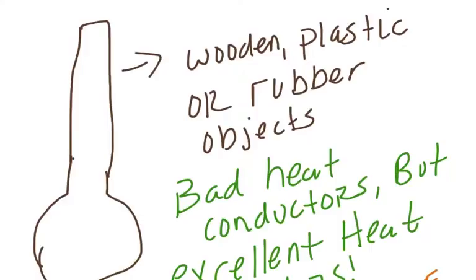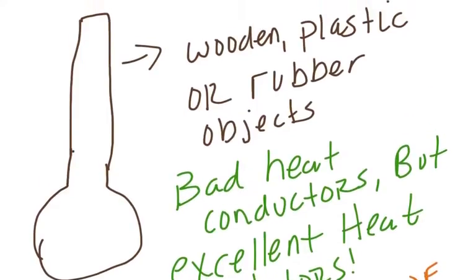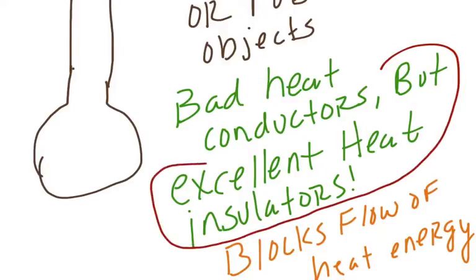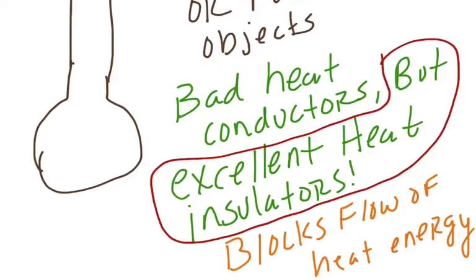Now, if we're going to talk about an insulator, so wooden, plastic, or rubber objects, they're bad heat conductors, but they are excellent heat insulators. Why? Because they block the flow of heat energy. And so that is the end of our lesson on heat energy.